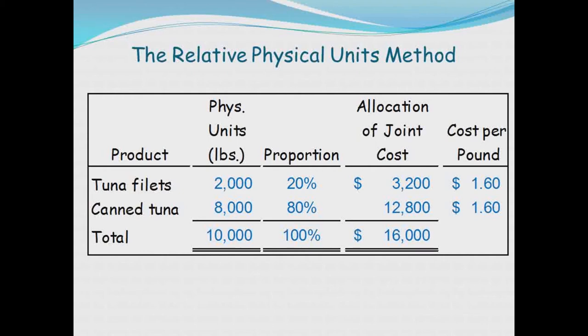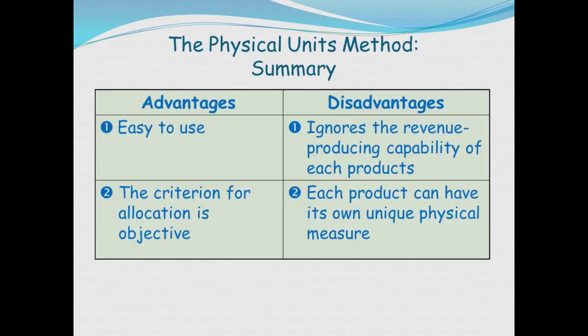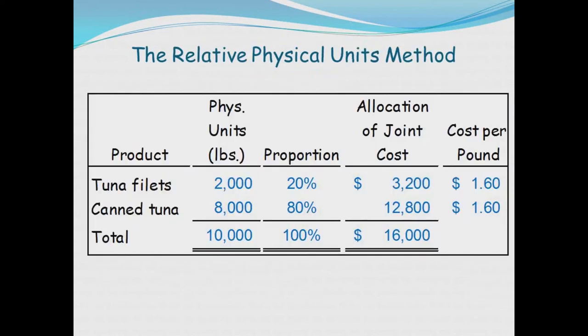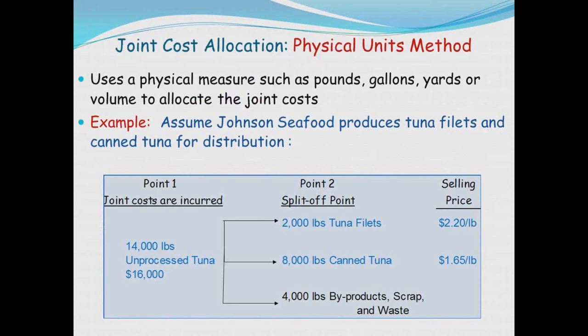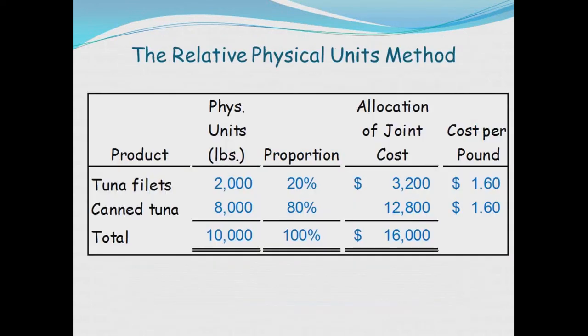So it's a little bit unfair to do it this way, just on the units of pounds, because the products aren't worth the same amount. It should probably be done somehow on the value of the product. You took the total cost, which started out at $16,000, and you split it 20% and 80%. Well, it has to be 20% of the $16,000. So we have the units, which give us proportions, the percentages, which you then take a percentage of the total.